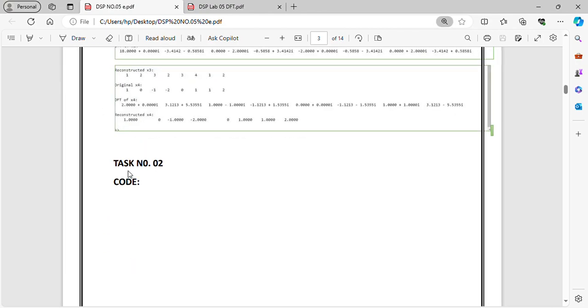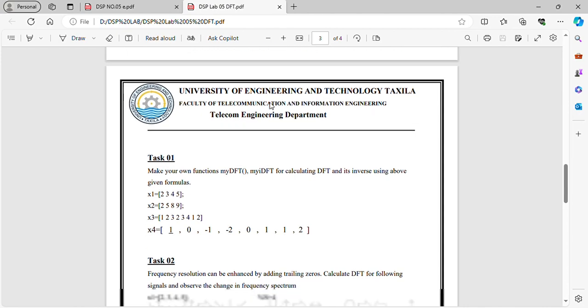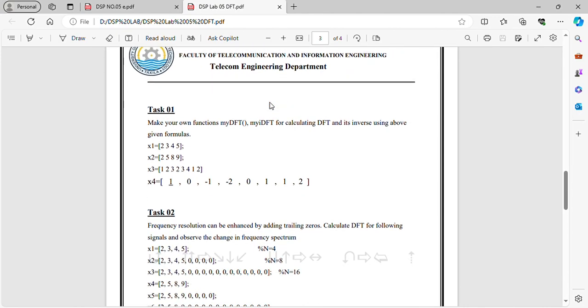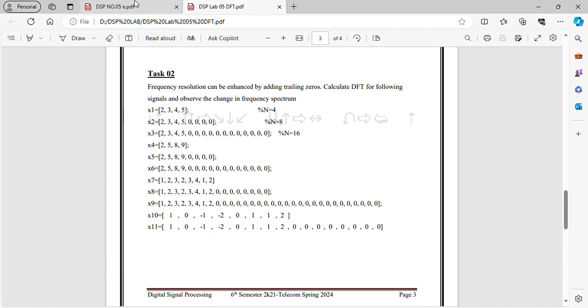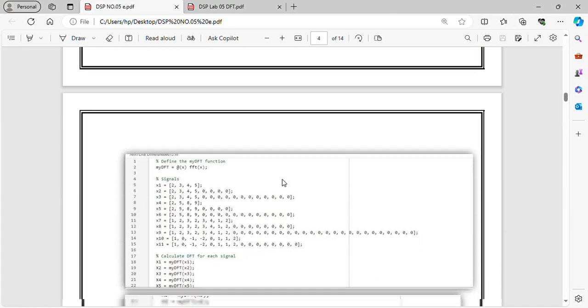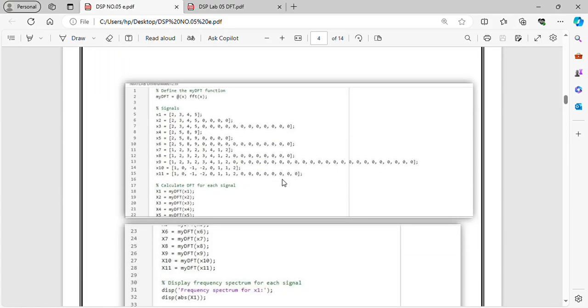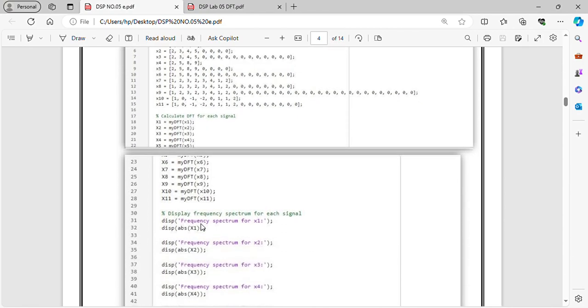In task number 2, which is frequency resolution can be enhanced by adding trailing zeros. Calculate DFT for the following signals and observe the change in the frequency spectrum. So the values are given from x1 to x11. In MATLAB, define my discrete Fourier transform function. The signal values are given in the question. Calculate my discrete Fourier transform for each signal and display the frequency spectrum for each signal.